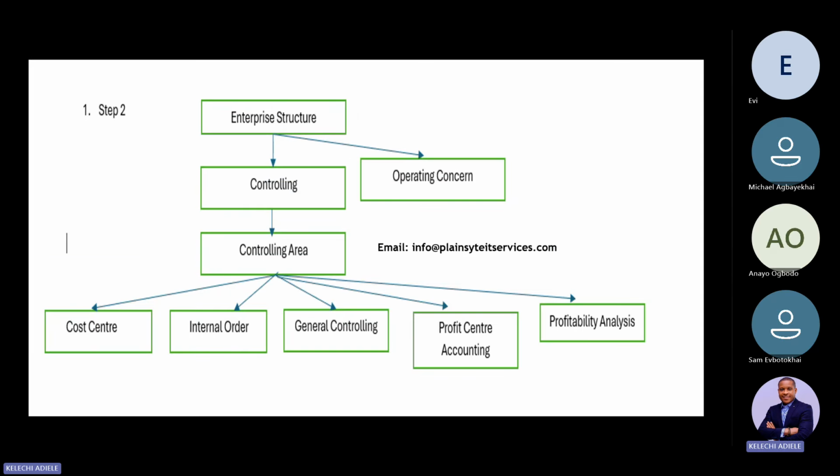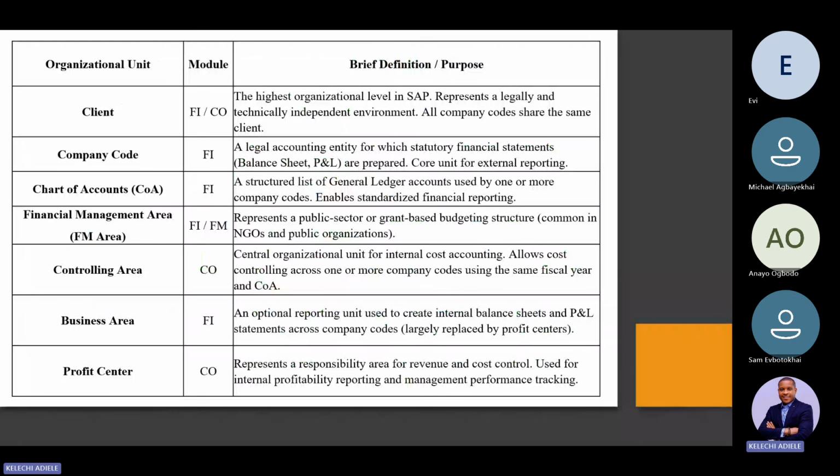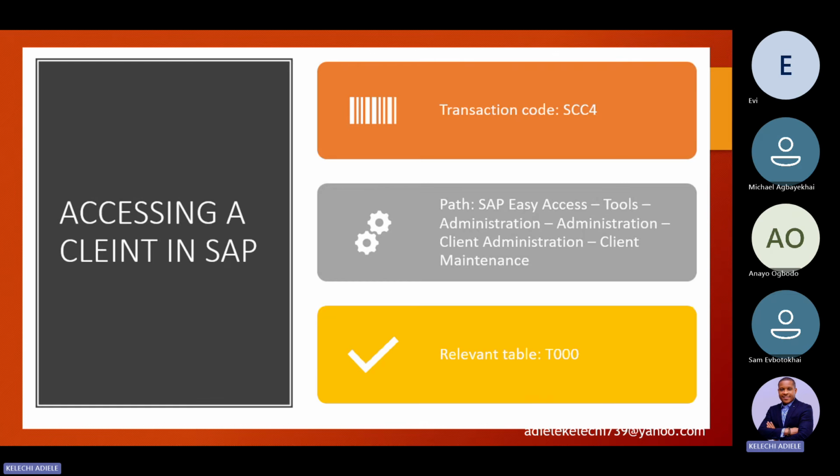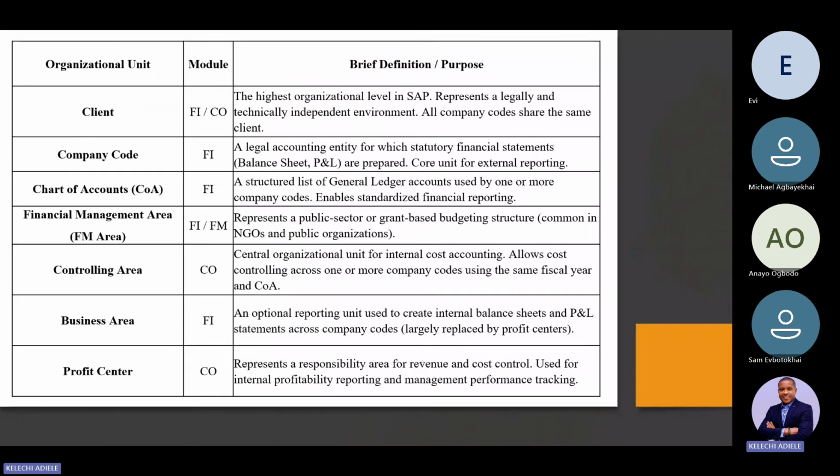In controlling, we have the operating concern, which is above controlling. Then we have controlling areas. They're not all, but these are key controlling sub-requirements. And of course, we'll take our time when we come next week to look at all these organizational units and what they are. And hopefully by next week, we're going to start doing our configuration. So let me explain these org units. I'll record it so that you can go through it.